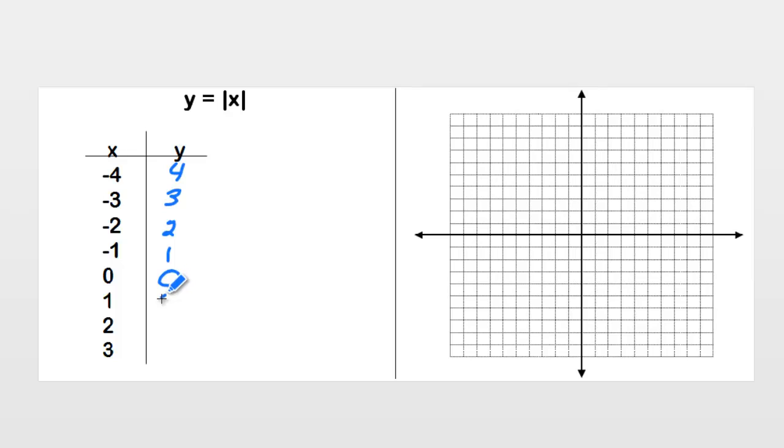The absolute value of +1 is 1. Absolute value of 2 is 2. Absolute value of 3 is 3. So when we plot these points, when x is -4, y is +4.